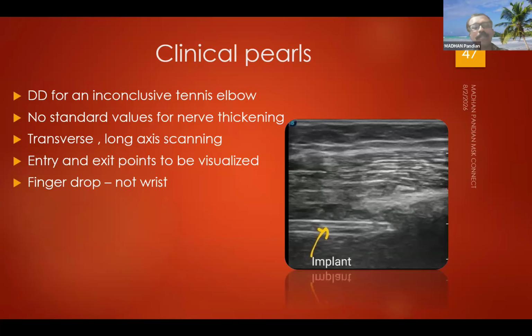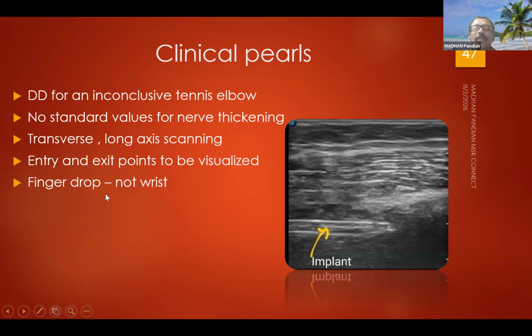Right. Now, there is an interesting patient whom I wanted to discuss here. This is a differential diagnosis for an inconclusive tennis elbow. It's a monofascicular nerve, so there are no standard values for nerve thickening. You can do transverse and axial scanning and find out whether there is any dilatation of the monofascicle. You examine both the entry and the exit points.